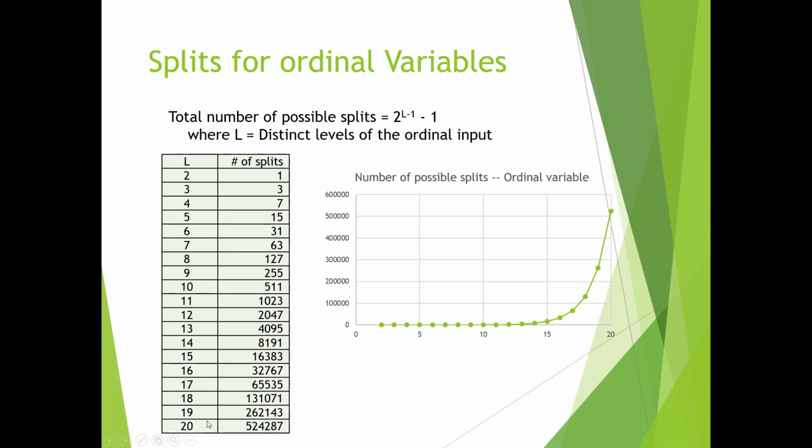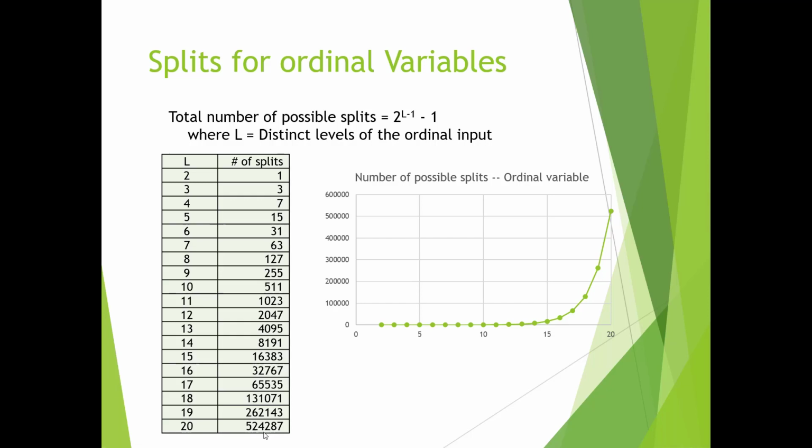Just see that if you have 20 possible values, we end up with how many possible splits? 524,287 splits. Just for that 1 variable with 20 possible values. Just that 1 variable. So this is a problem with decision trees. The number of splits just takes off after a little bit. And this is for ordinal.